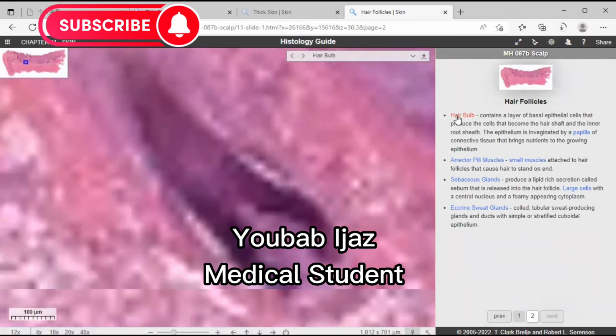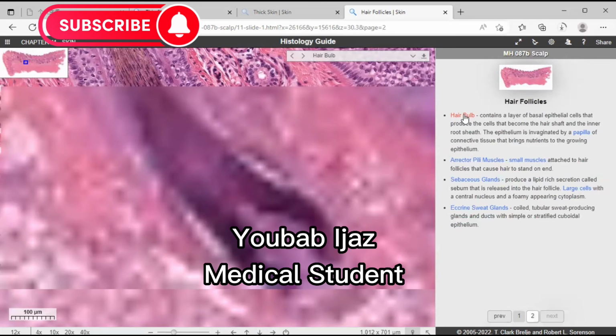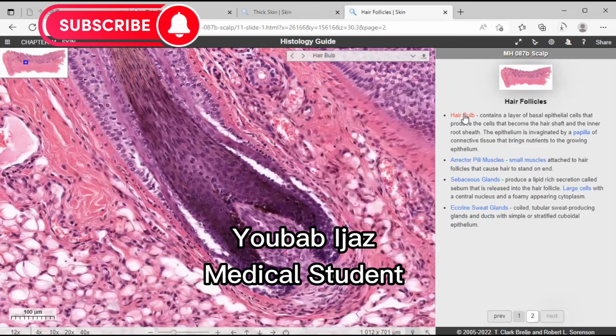So this is the hair bulb. A hair bulb contains a layer of basal epithelial cells that produce the cells that become the hair shaft and the inner root sheath. The epithelium is invaginated by a papilla of connective tissue that brings nutrients to the growing epithelium.